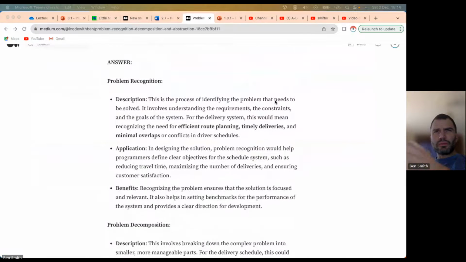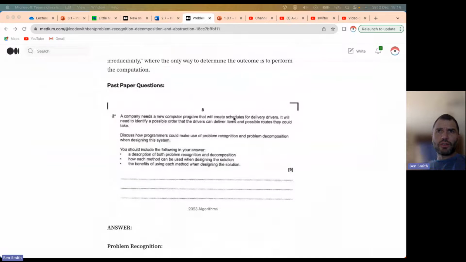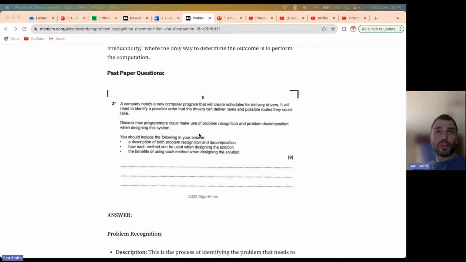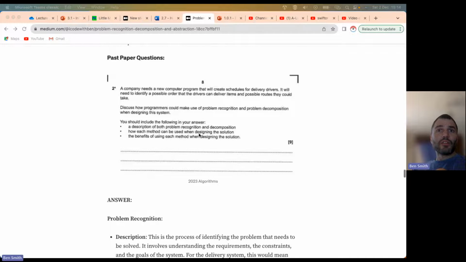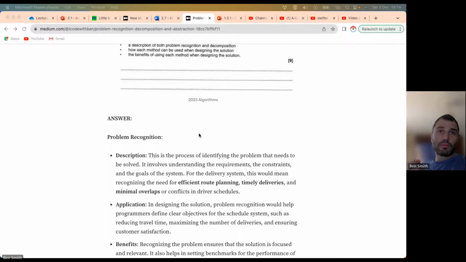So looking at their system, they're saying they want to create schedules for delivery drivers. So it'd be in order to identify a possible order that drivers can arrive and deliver items, and routes they could take. So efficient route planning. I think there's a problem there. We're recognizing that problem there. Timely deliveries, minimal overlaps. So you want your drivers busy all the time. You don't want them to deliver somewhere and then have like an hour or half an hour wait before they get another job in, just because they're too far away from a different location or whatever.